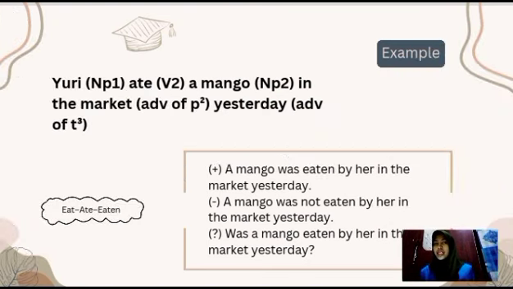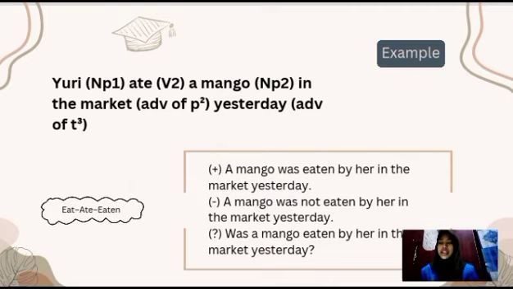So next, the example for simple past tense: Yuri ate a mango in the market yesterday. Yuri is NP1. Ate is verb 2. Mango is NP2, in the market is adverb of P2, and yesterday is adverb of T3.